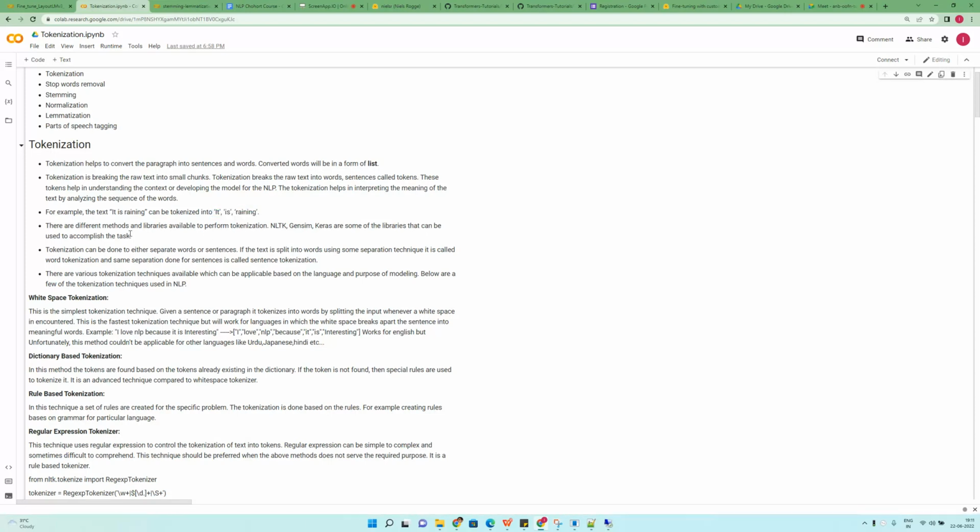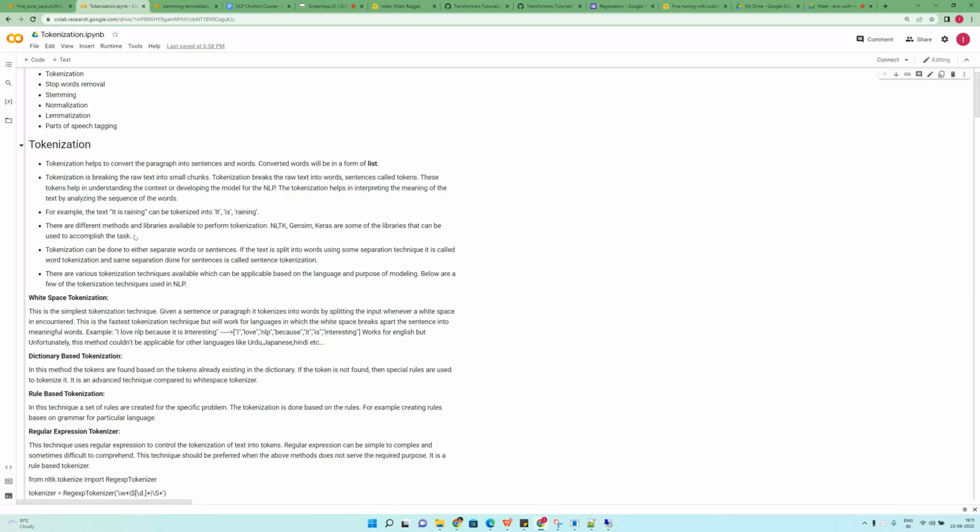Correct. So this is one way that you can divide the sentence into words. Or also, if you have a huge amount of document data, as a paragraph kind of stuff, you can use tokenization methods to divide those paragraphs into sentences first, and then divide the sentences into words. So that is another way that you can use tokenization.